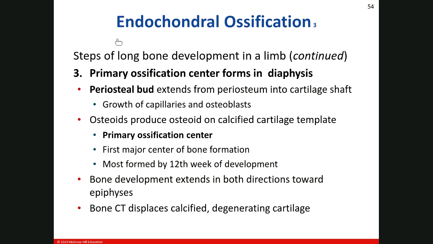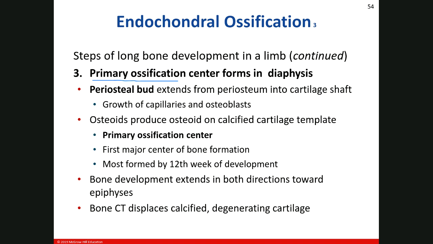So now, at this point, we have achieved what we call a primary ossification center, and that's what we saw back in step two. We saw the first area where the bone matrix started to ossify, or harden, was in the diaphysis, and we have that periosteal ossification center going on.